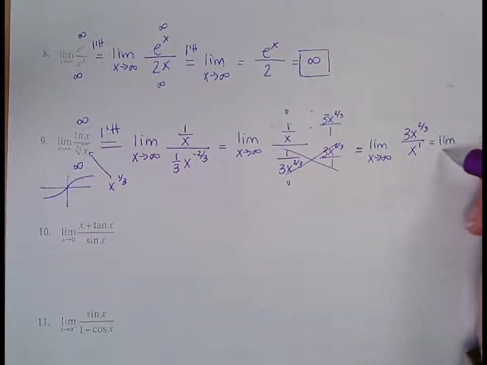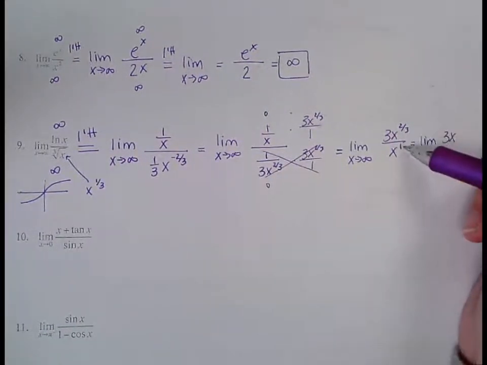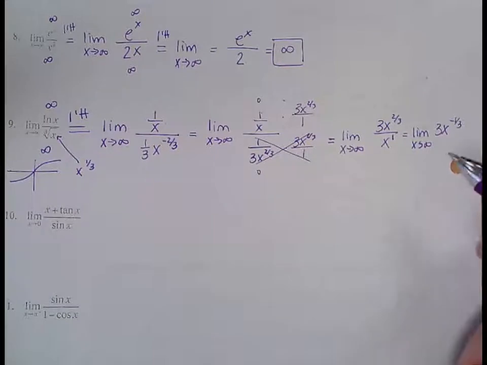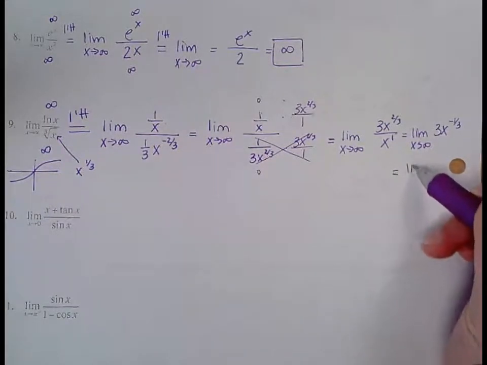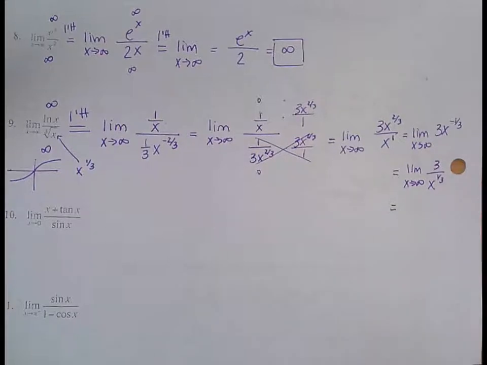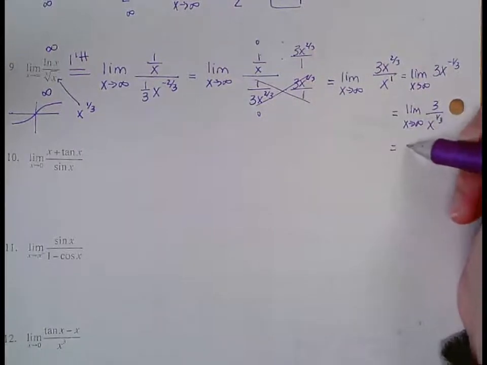So I have the limit as x approaches infinity of 3, and then I have x to the power of 2/3 minus 1, which is negative 1/3, which I could write as the limit as x approaches infinity of 3 over x to the positive 1/3. And now I no longer have an indeterminate form, but I can say what the limit is. What would this limit be? If x approaches infinity, this would approach 0, because I'd have 3 over some very, very large number to the 1/3 power, which is still going to be large in the denominator, so this is 0.